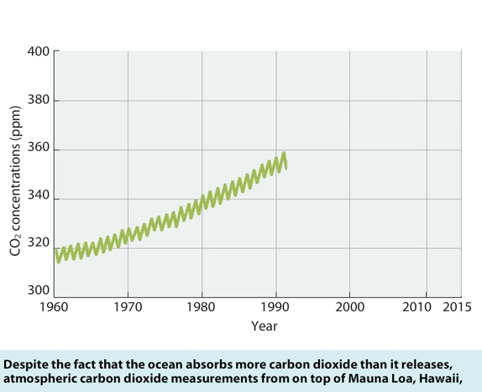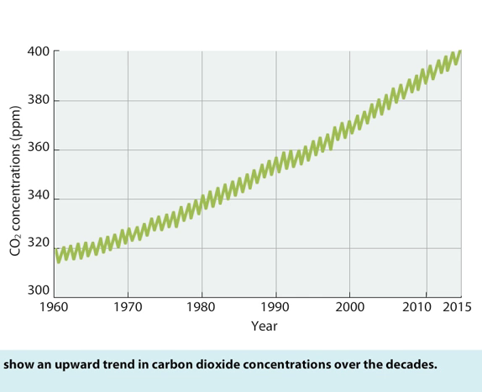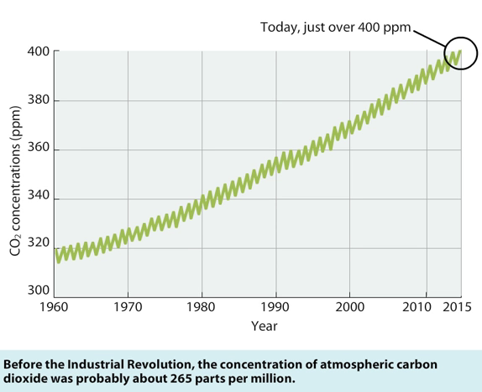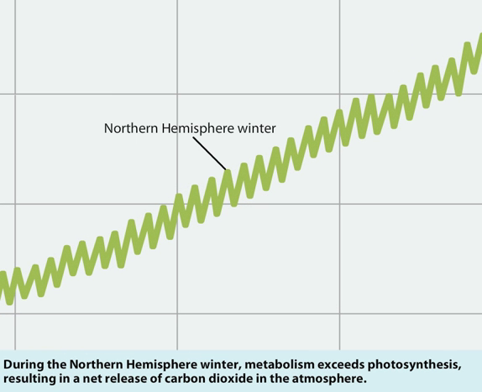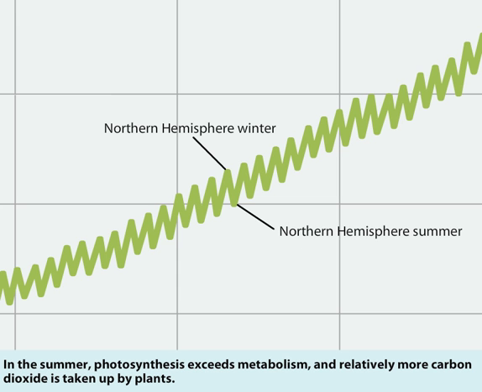from on top of Mauna Loa, Hawaii, show an upward trend in carbon dioxide concentrations over the decades. Before the Industrial Revolution, the concentration of atmospheric carbon dioxide was probably about 265 parts per million. The zigzag pattern reflects the seasons. During the Northern Hemisphere winter, metabolism exceeds photosynthesis, resulting in a net release of carbon dioxide in the atmosphere. In the summer, photosynthesis exceeds metabolism, and relatively more carbon dioxide is taken up by plants.